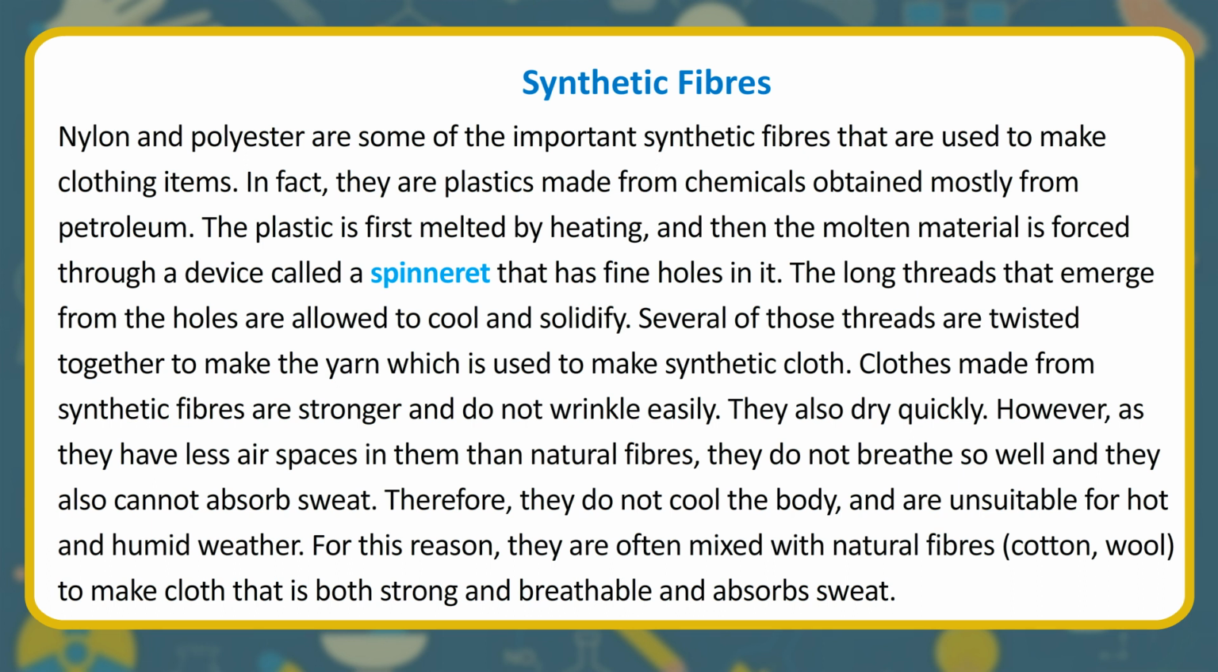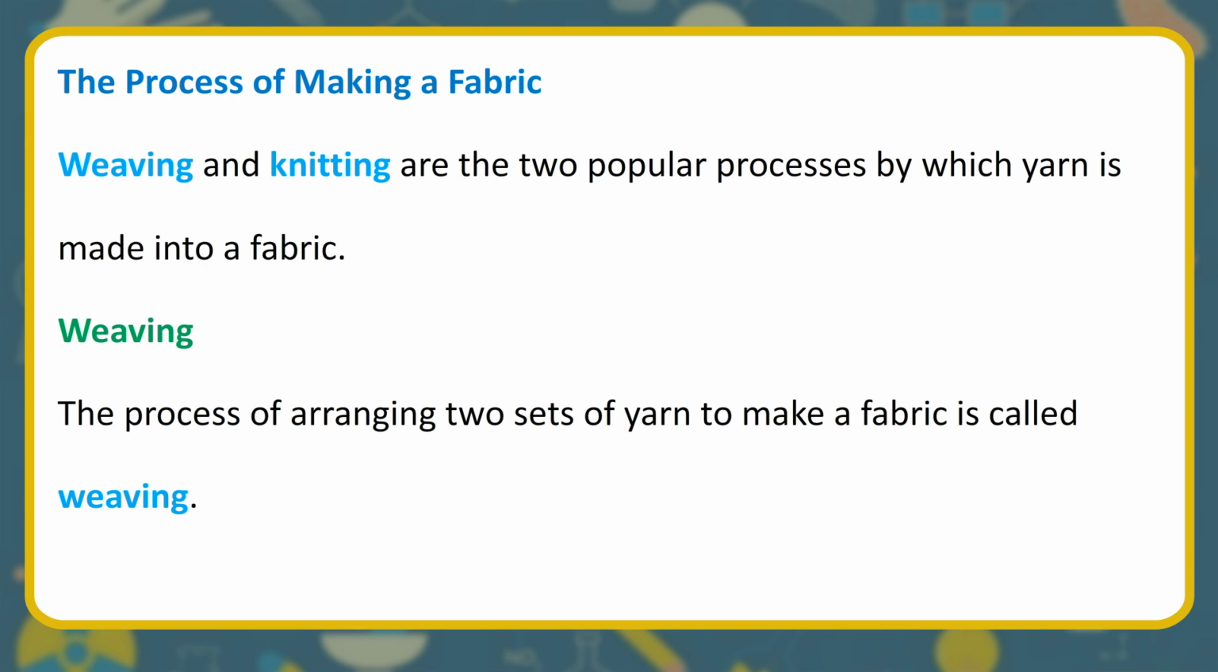The process of making a fabric. Weaving and knitting are the two popular processes by which a yarn is made into a fabric. Weaving, the process of arranging two sets of yarn to make a fabric, is called weaving.